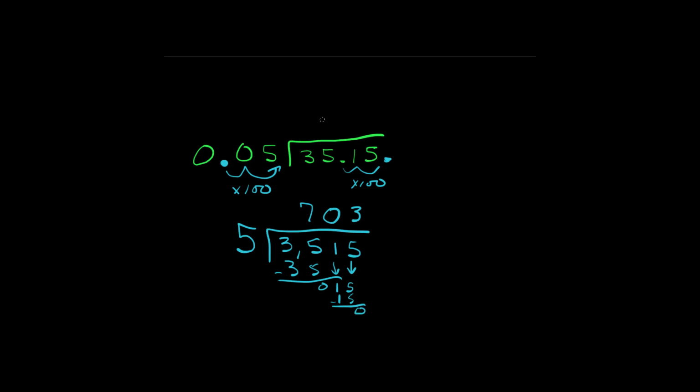So our answer to either problem, remember it's the same problem, it just looks different, is 703. So our whole number. So we had this decimal divided by a decimal, and we end up with a whole number answer. Alright, let's try one final one.